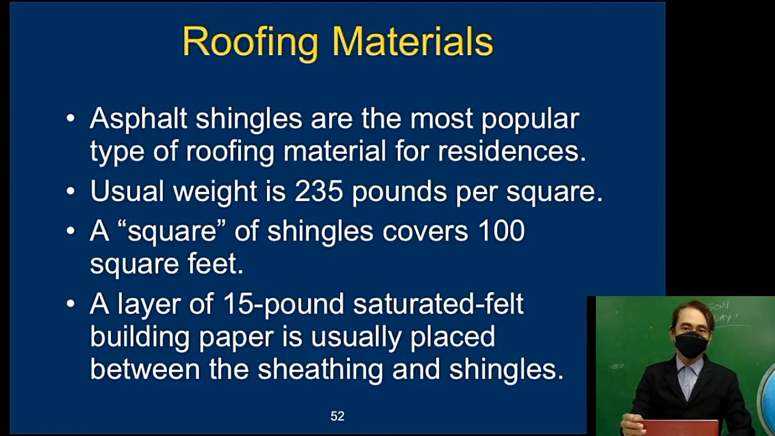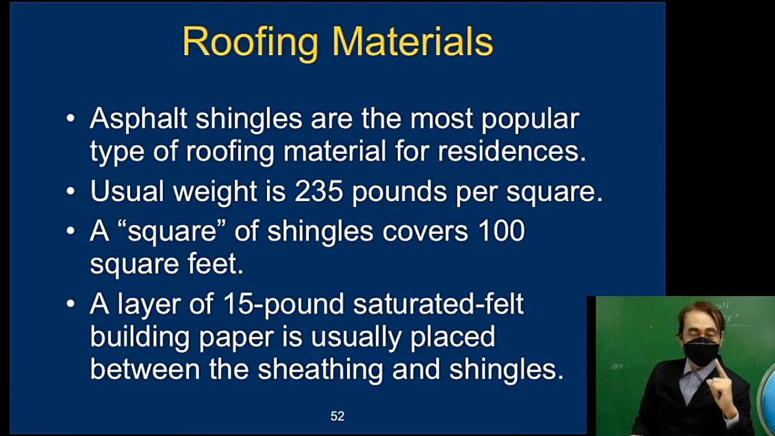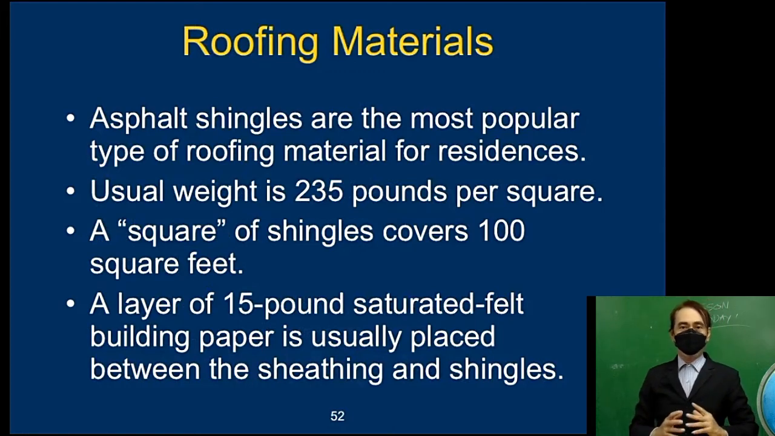Usual weights are 235 pounds per square foot. A square of shingles covers 100 square feet. Okay, so a square of shingles covers 100 square feet. A layer of 15-pound saturated felt building paper is usually placed between the sheathing and shingles.